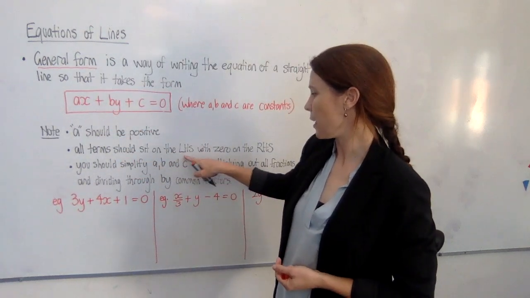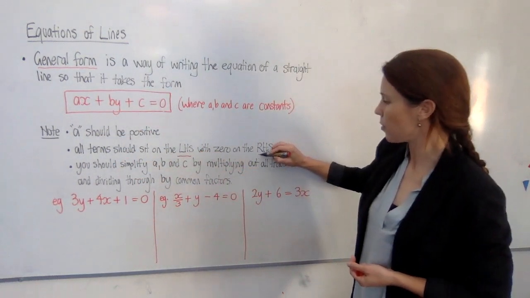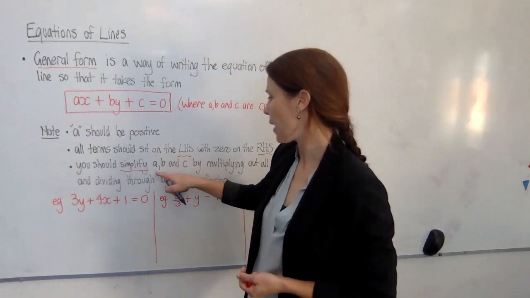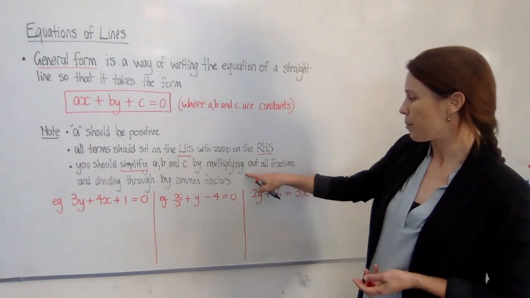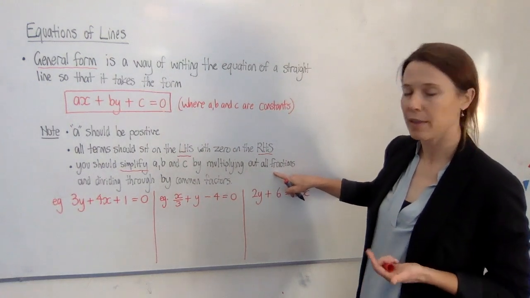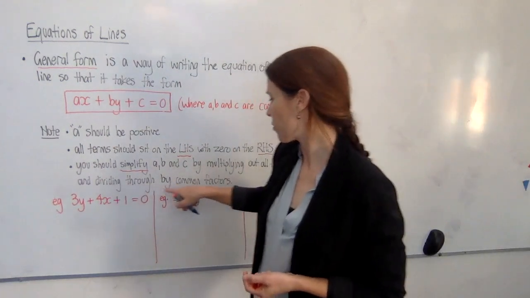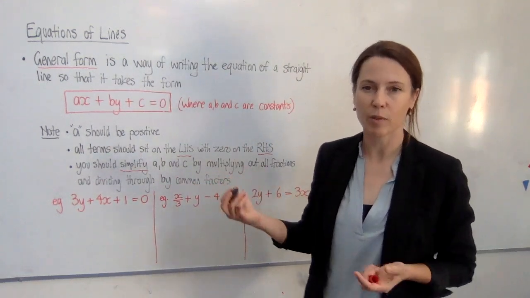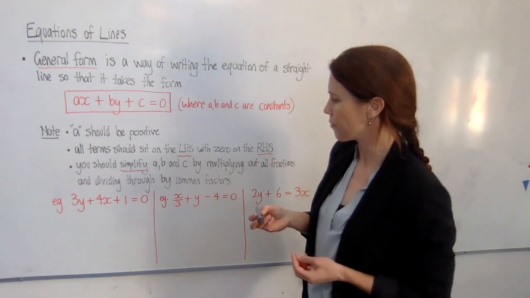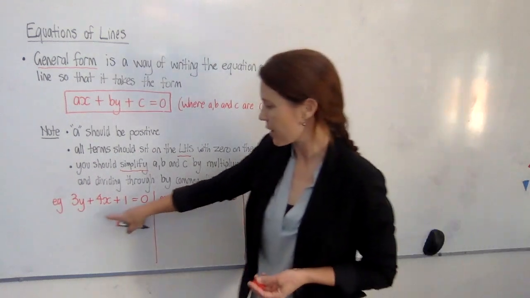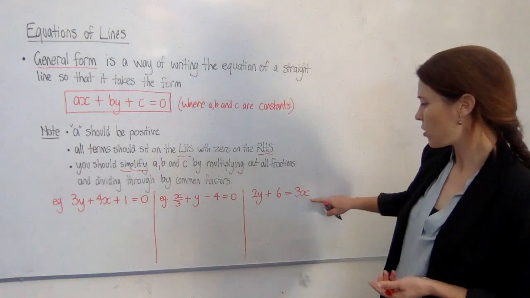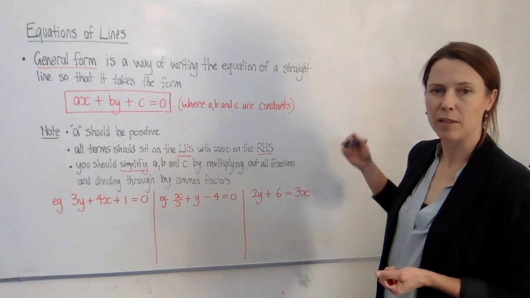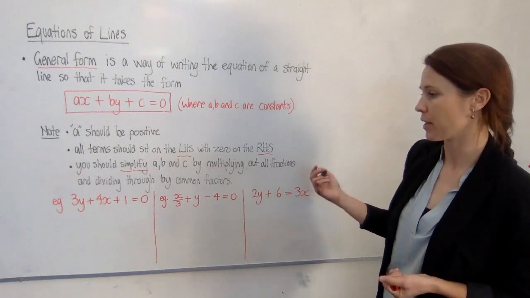All terms should sit on the left-hand side with a 0 on the right-hand side. And you should simplify A, B and C either by multiplying out any fractions that might be there or by dividing through by common factors. So we're trying to get those numbers A, B and C as simple as they can be without any fractions in them. So down here I've got 3 examples of equations of a line that are almost in general form, but something's not quite right about them. Let's see if we can fix them up.